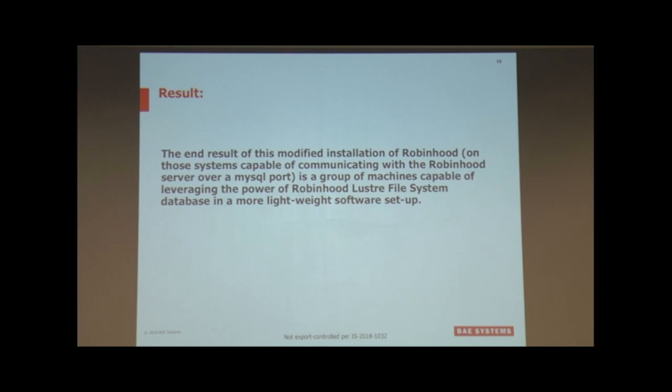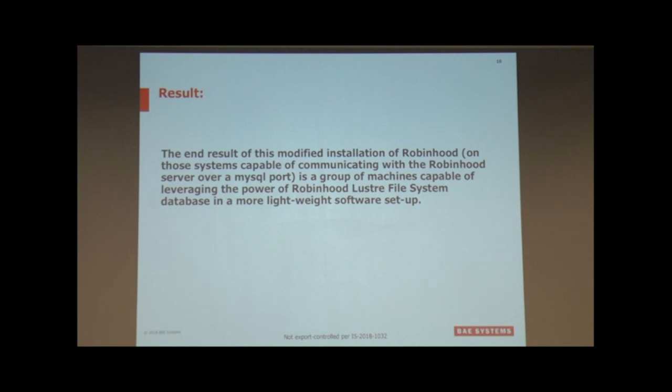So the end result of this little rework of a Robinhood install is that we now had compute clients on an HPC where users could do an RBH report and find information, with -E, about a specific file. They could find the largest file. They could basically get anything that they could get from a Robinhood report command without logging into the Robinhood server, because you don't necessarily want your entire user community with login rights to your Robinhood server.